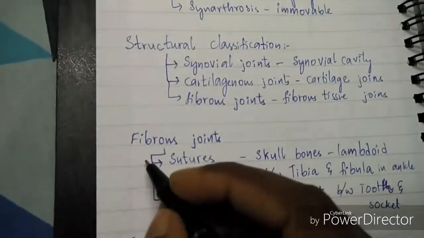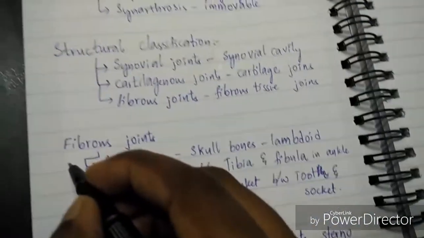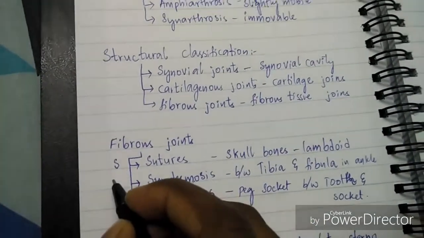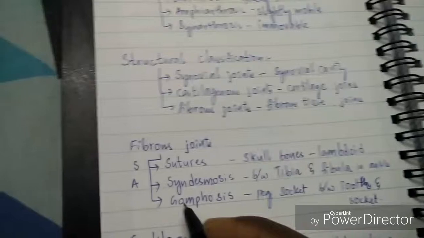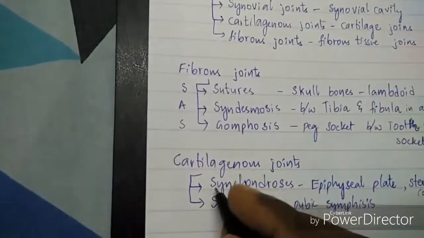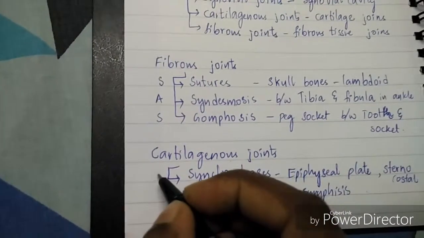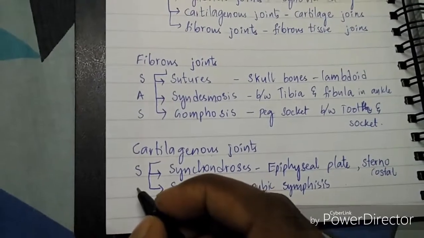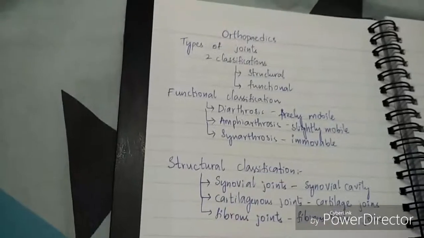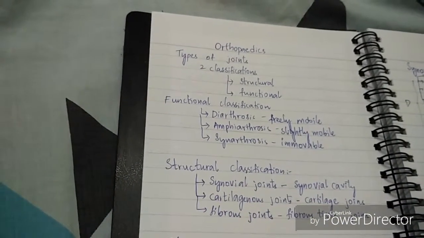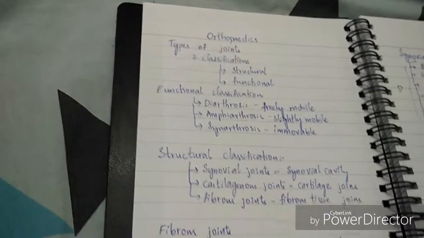And in fibrous joints, sutures are immobile. They are synarthrosis. Syndesmosis, amphiarthrosis because slightly mobile. And gomphosis, synarthrosis, immobile. Synchondrosis, immobile, so synarthrosis. Symphysis, slightly mobile, so amphiarthrosis. So we have basically combined the structural and functional classification, and I hope you understood this.